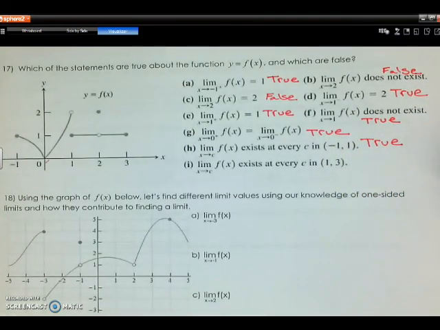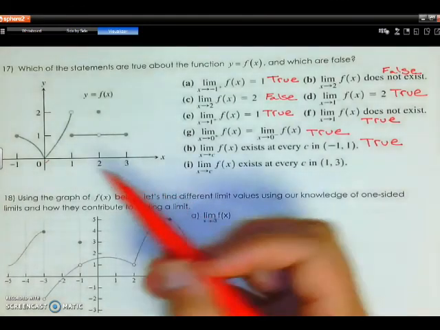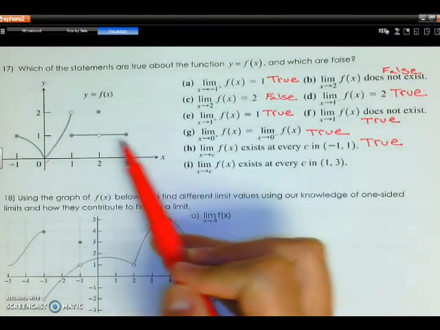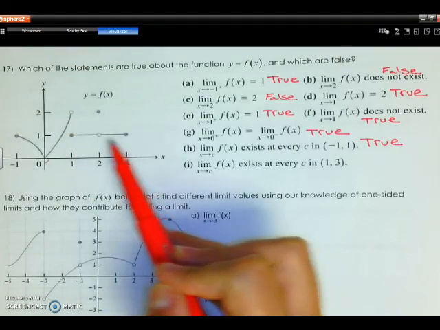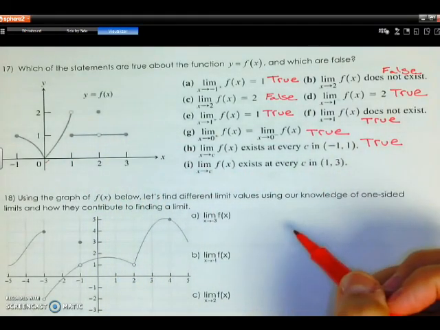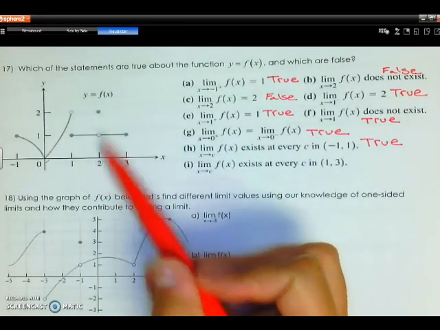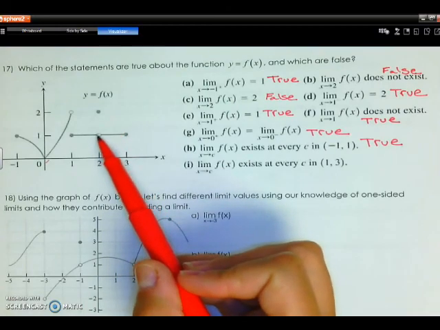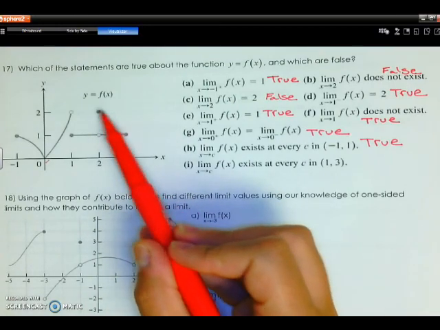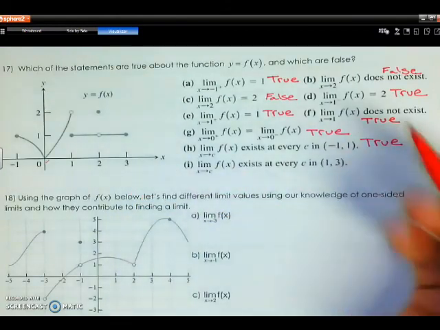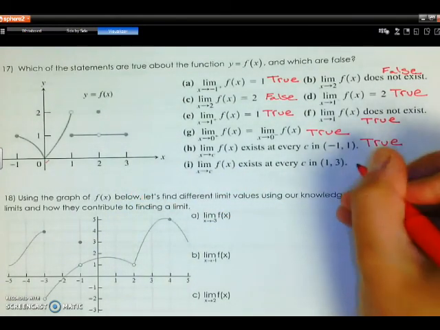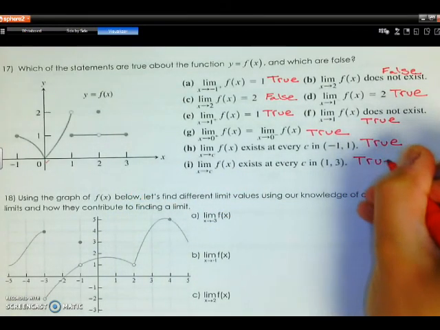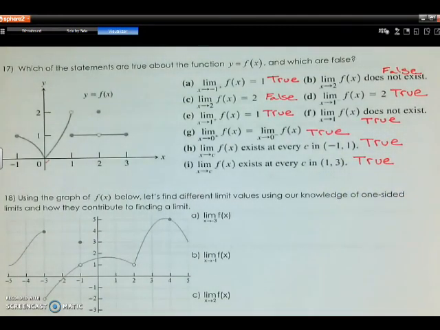And the last one, it's asking me the same thing, only the interval is from 1 to 3. So from 1 to 3, does the limit exist? Yes, the limit is going to exist everywhere here, even though at 2 there is a break in the domain there, but the limit still exists there. If you were to evaluate at x equals 2, you'd get something different, but we're not evaluating, we're just taking the limit, so this is also true. Okay, so a bunch of trues and just a couple falses there.